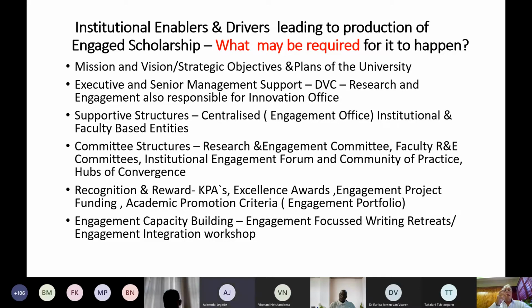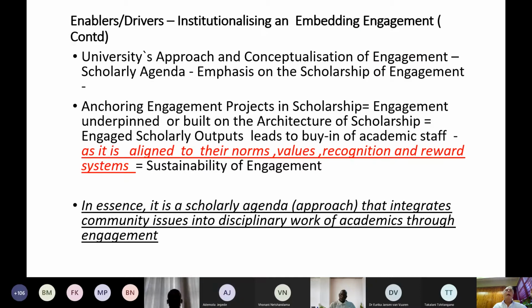Otherwise, the academics are a bit hesitant to move off campus if you don't have these enablers at the institution. And then, of course, we have capacity development, which is your engagement focus, writing retreats, and your integration workshops. Further, the enablers go, and I think this is very important when I mentioned that it should be in the key performance areas of academics, it should be part of the promotion criteria.